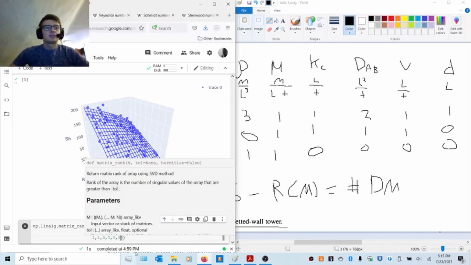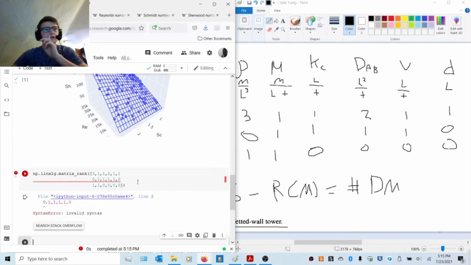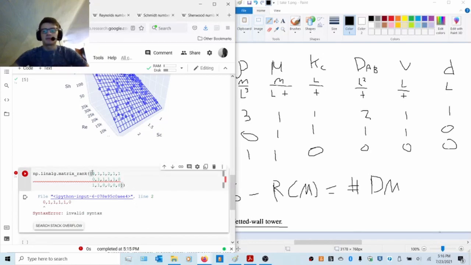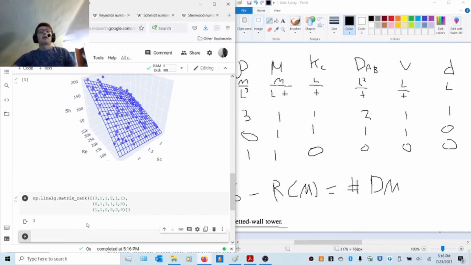So this is our matrix. I think I typed this in wrong. It's probably because I didn't put parentheses where I was supposed to. So you got to put some parentheses to define each of the rows in a matrix. I think now that I've done it this way, yeah, we got the rank.